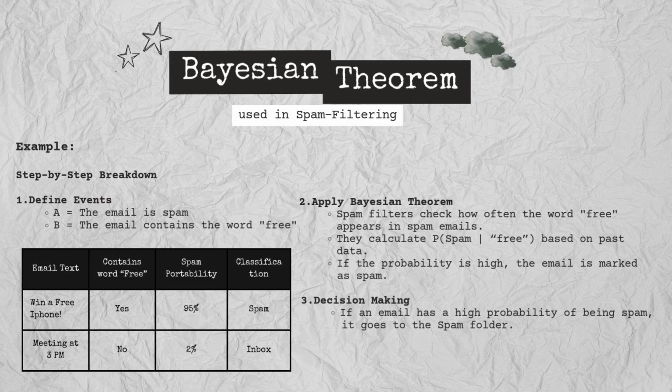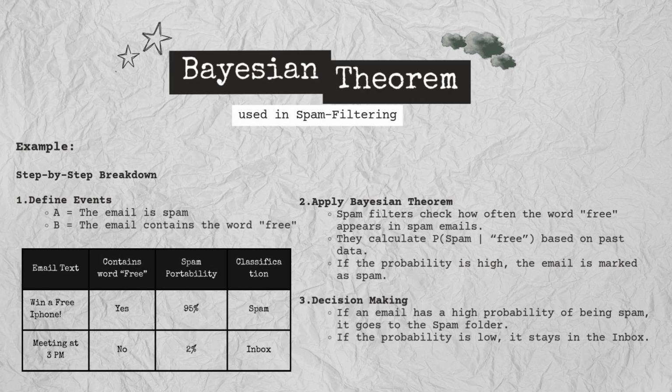One common use of this theorem is in spam filtering, which helps email services detect unwanted emails. Bayesian Theorem helps us adjust what we believe based on new evidence. Instead of just guessing, it allows us to calculate the most likely outcome by considering both past data and new information. For example, email services use this to determine whether an email is spam. If an email contains words like free or win, the system updates the probability of it being spam based on past emails with similar words.